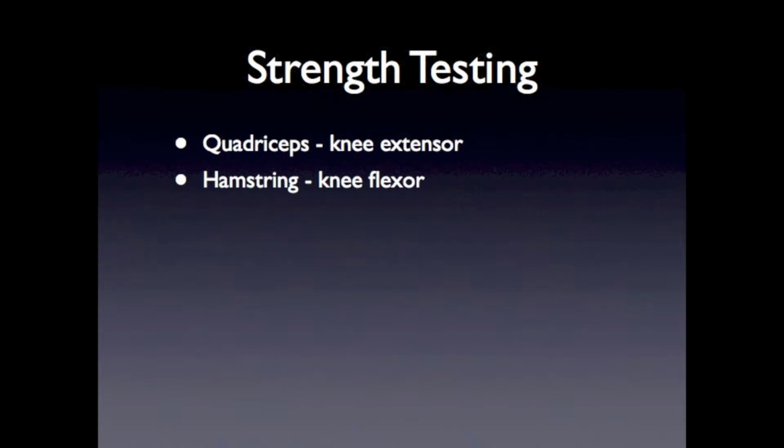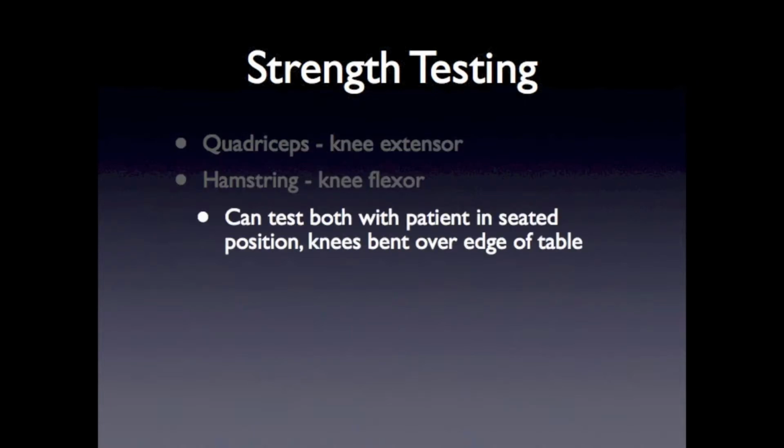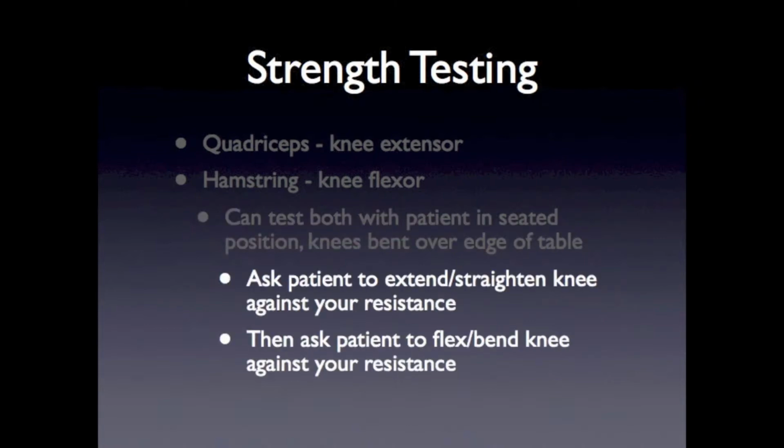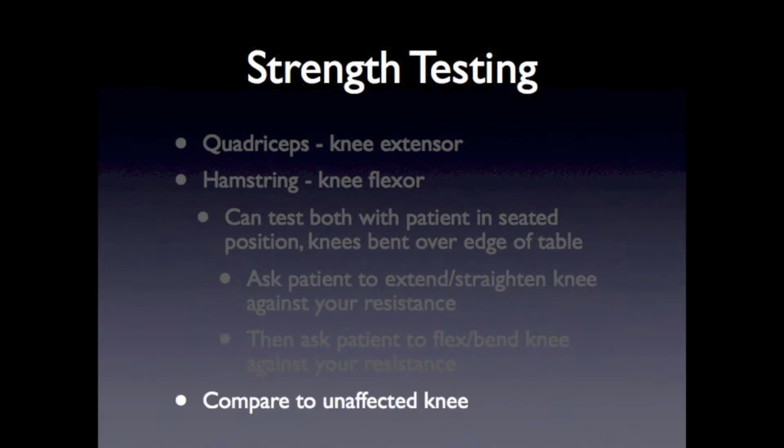To measure knee strength, we will test the quadriceps and hamstring muscles. Have the patient sit over the edge of the table with their knees bent at 90 degrees. Ask the patient to extend or straighten his knee against your resistance. Then ask the patient to flex or bend the knee against your resistance. Compare to the unaffected knee.